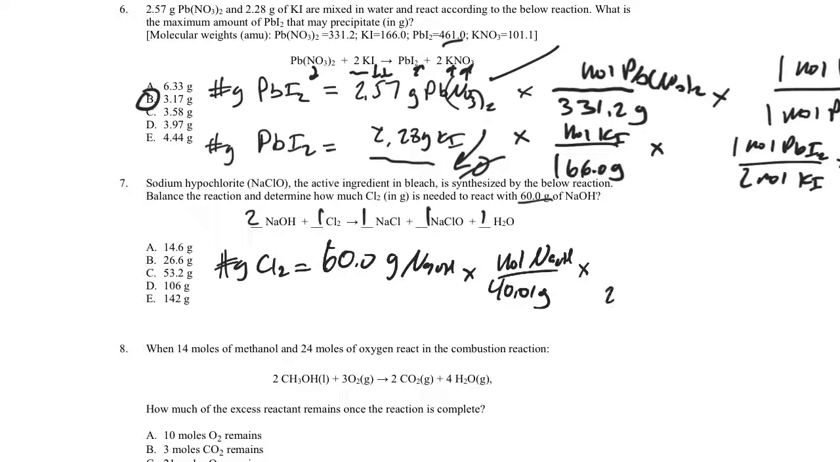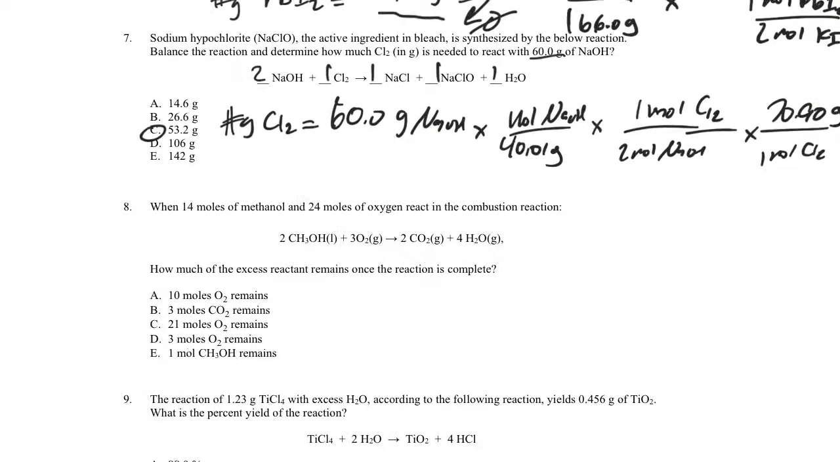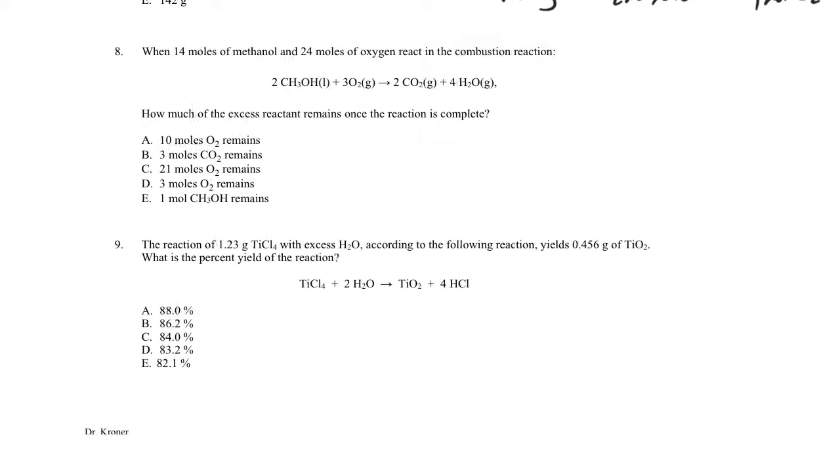And then it's 2 moles of NaOH that require 1 mole of Cl2 to be present to react with it, and then 1 mole of Cl2 has a mass of 35.45 times 2, so that's 70.90 grams. So 60.0 divided by 40.01 divided by 2 times 70.9 works out to 53.2 grams. So 53.2 grams of chlorine reacts with 60 grams of sodium hydroxide.